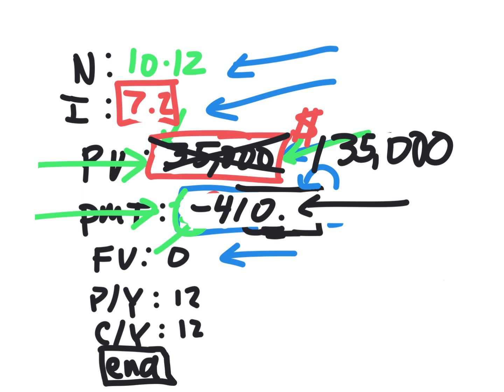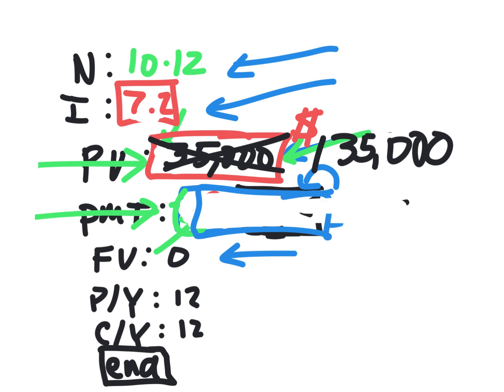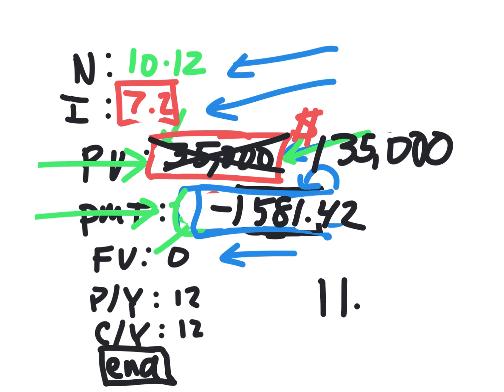So let's see how much bigger these payments are. I'm sure by now you have alpha solved right here. If you haven't already, do it right now. Alpha solve for your new payment. All right. Nichols, would you tell me what you got? I got negative 1,581.42. Would you agree that that's about $1,100 more if I round?